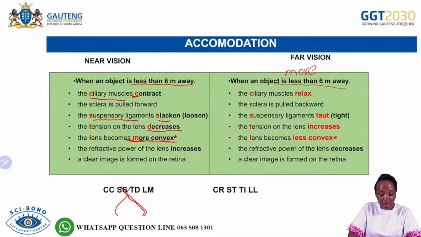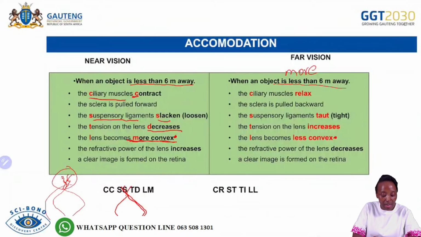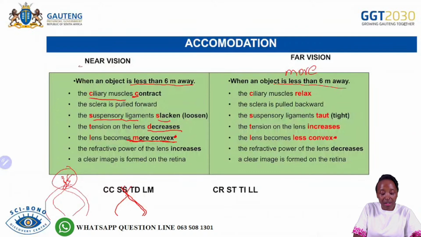So this is how the lens is going to look. To show that the tension has been released on the suspensory ligaments, they will look like this, and then the lens will be more convex. That is how you are able to identify. If you get a diagram where you must look at the eye to figure out whether this eye is focusing on distant or near vision, you look at the tension of the suspensory ligaments, and then you look at the shape of the lens. If it is more bulging out, then that's an indication that this eye is focusing on near vision and the lens is more convex.